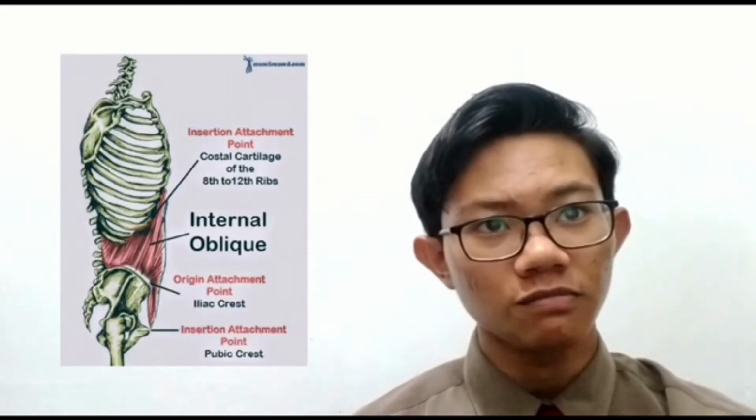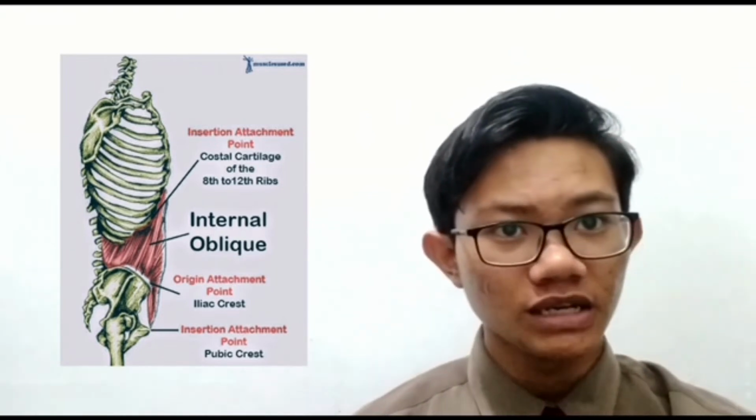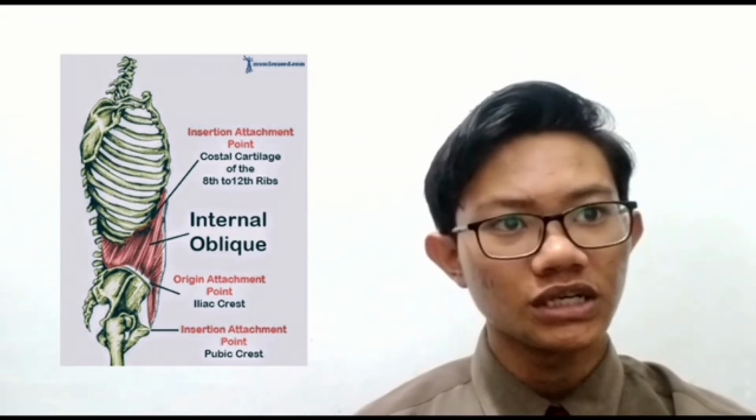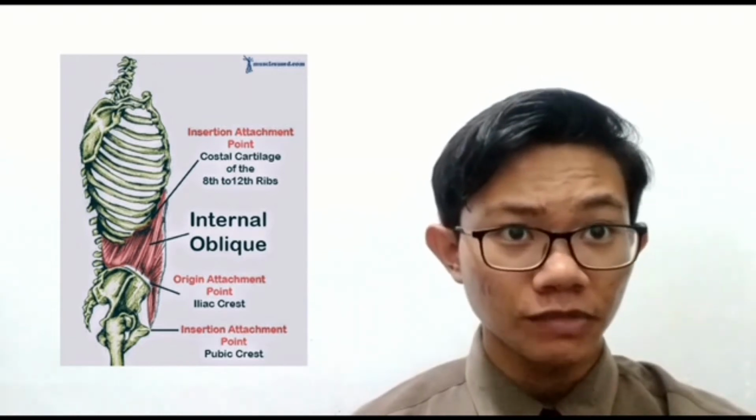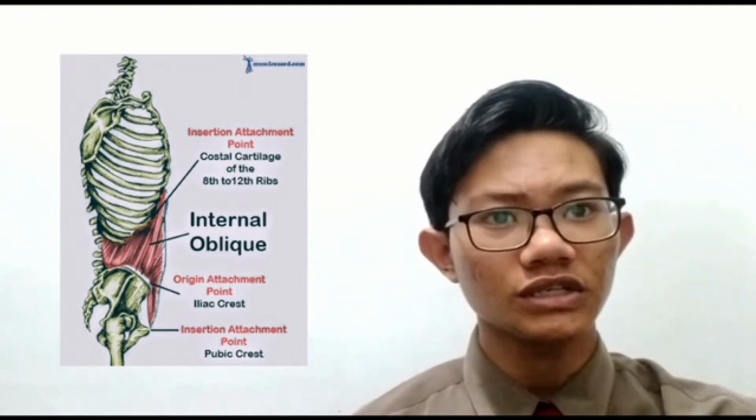Today I will present about internal and external oblique. We start first with the internal oblique. Internal means inside. Oblique comes from the Latin word obliquus, which means slanting. The slanting direction refers to the direction of the fibers of this muscle. The fiber direction of the internal oblique is in the direction of reaching across your body.